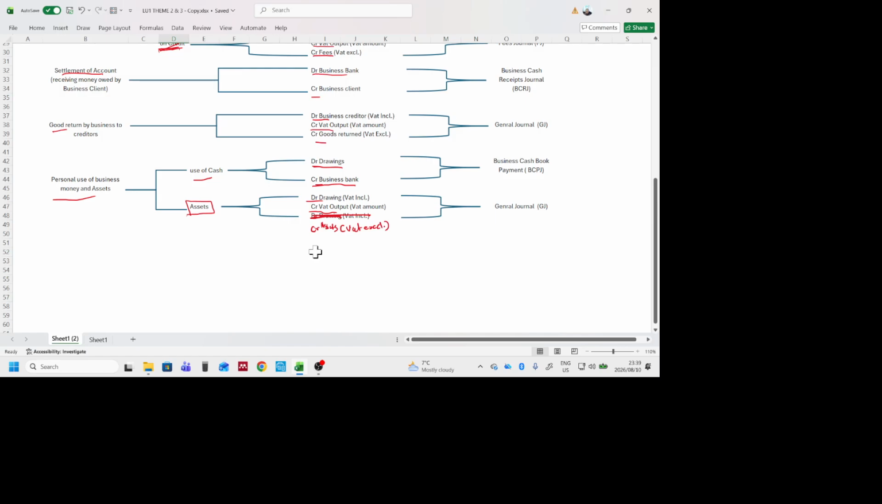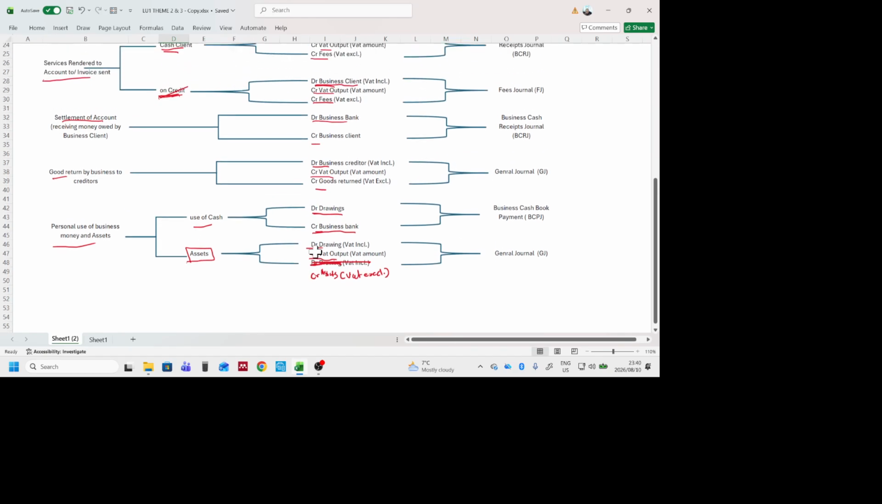So this means that every time the owner takes an asset in the business with debit drawings, which is VAT inclusive, we then credit the VAT output to repay the VAT that the business has claimed, because now this is going to be used in personal capacity, but no longer for business use. And then we credit the asset that the owner took at its value excluding VAT, which is the original cost that the business incurred, which indicates a decrease in that particular asset.